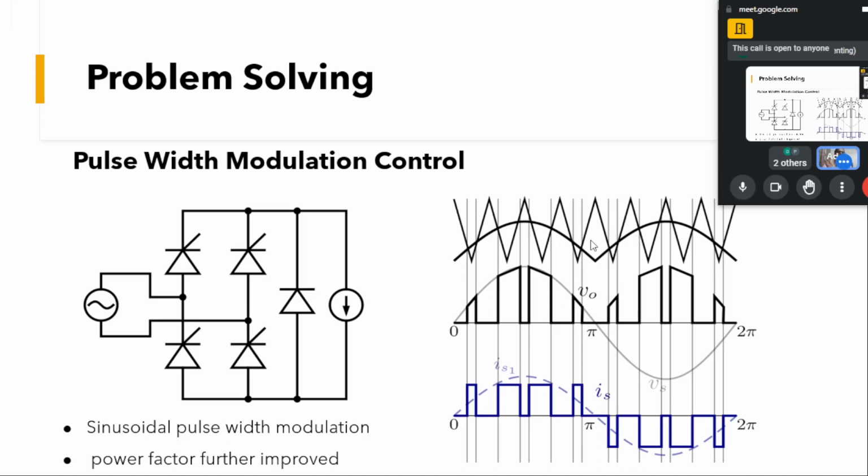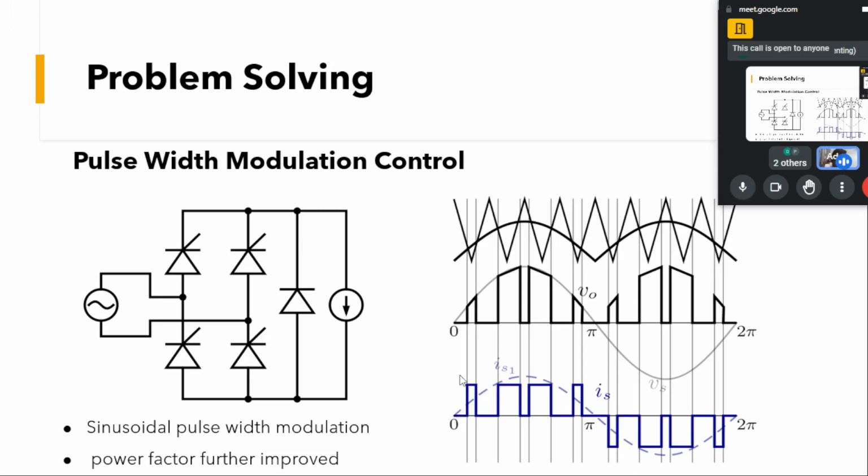Here I have shown the carrier at 8 times the frequency, which is very low. Actually it is like 20 to 40 times. And in a similar fashion, when this conducts, our source current will be positive here, and it will be a pulsating waveform like this. And you can see, because of this sinusoidal pulse width modulation, if we average, it will be closer to the sinusoid compared to the previous other topologies.